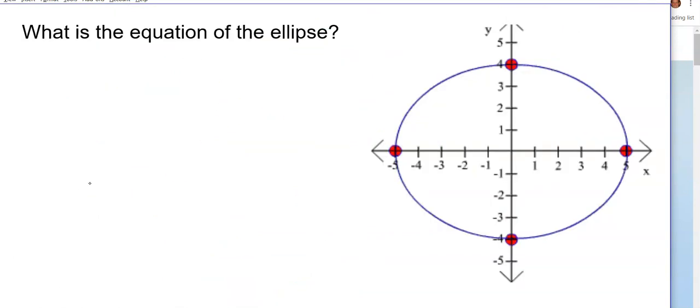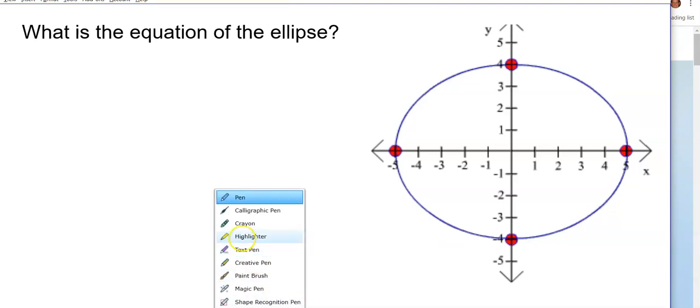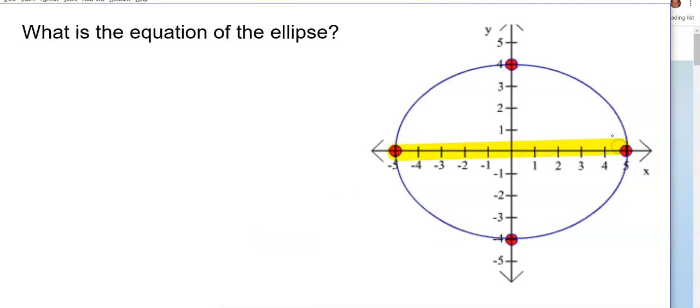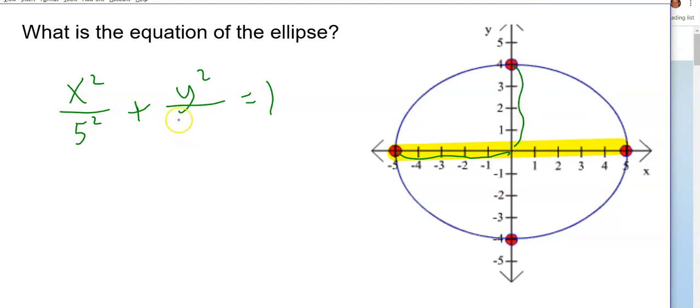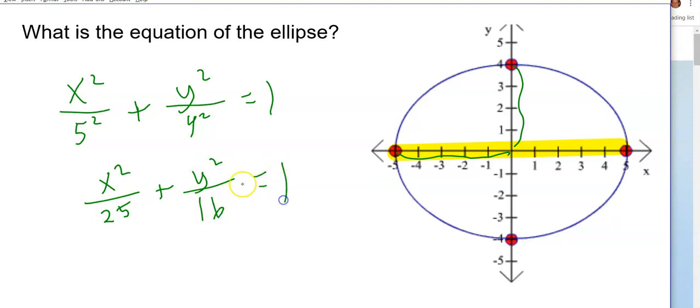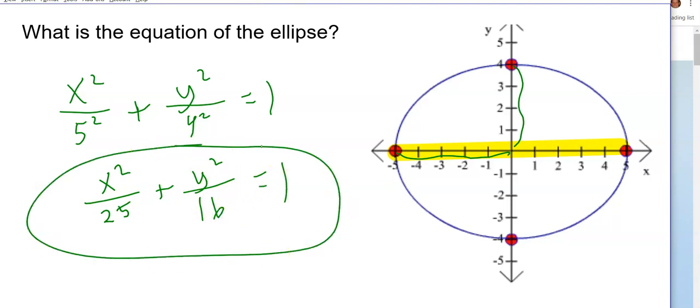Let's go backwards and see if we can write the equation. First, decide if this is horizontal or vertical. You can probably see the y-axis is longer, so right away I'm like, okay, this is vertical. So we know our template is something like this: x squared plus y squared equals 1. Underneath x squared is going to be this a value here, which is going to be 5, so 5 squared, or 25. Here, this is 4, so b is 4, so this would be 4 squared. So we get x squared over 25 plus y squared over 16 equals 1. So we got our equation pretty quick.